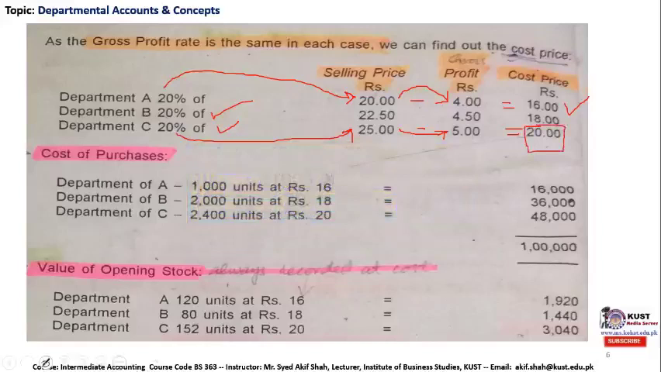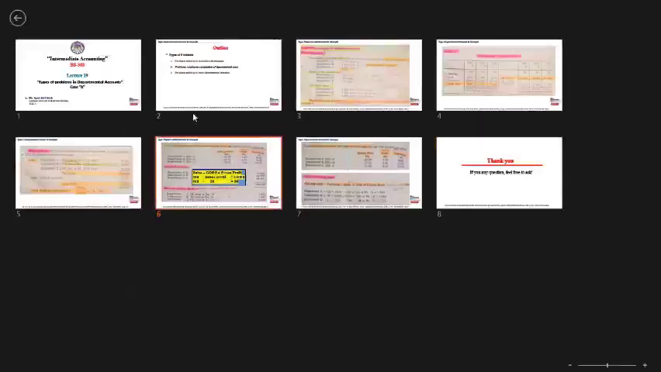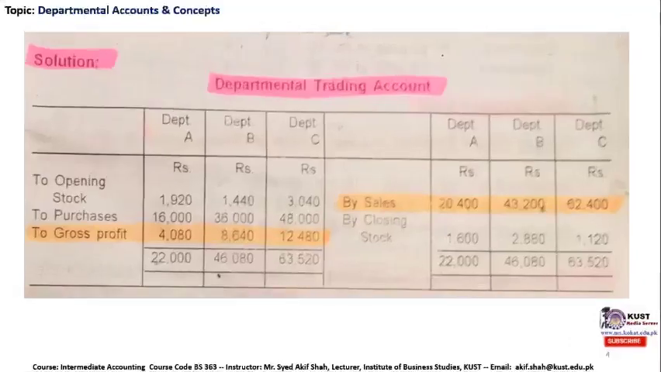Now, as we know that we got the cost price or cost per unit of each department, we are in a position to find out the relevant cost factor associated with the trading account of department A, B, and C. So here we have the trading account for department A, B, and C. Let's discuss how we calculated the opening stock value of department A, B, and C.